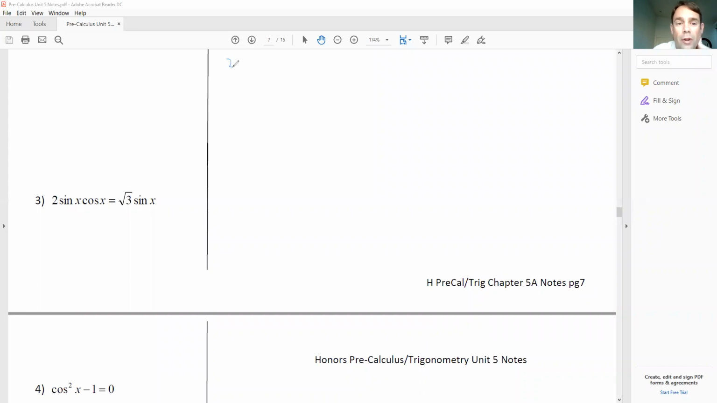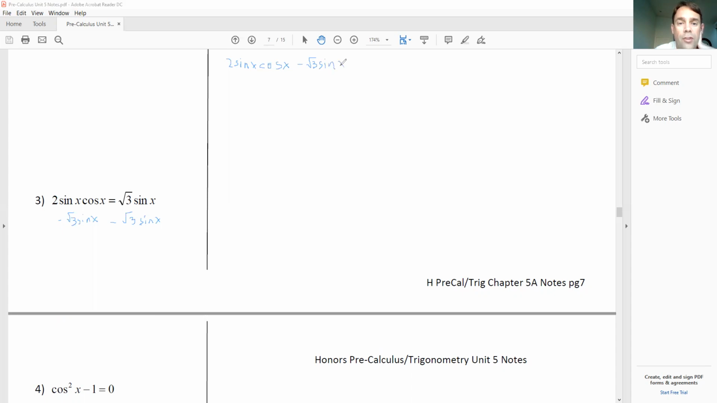All right, so let me show you what I got here. I got 2 sine x cosine x. And then for me, I would subtract root 3 sine x from both sides. So subtract root 3 sine x from both sides. And when you did that, you get 2 sine x cosine x minus root 3 sine x.